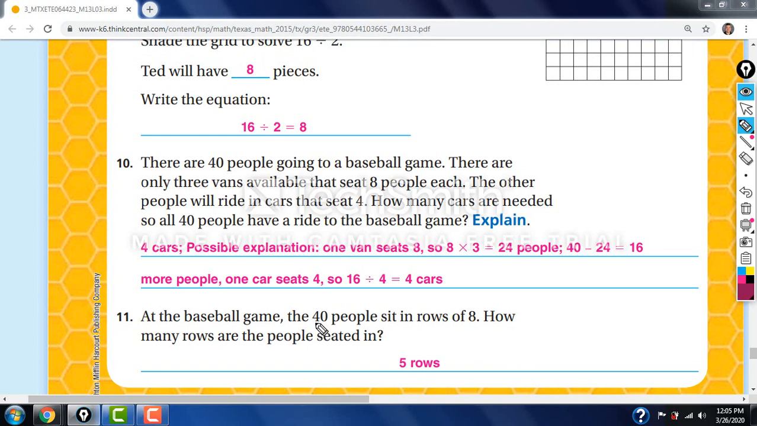So we have the baseball game. The 40 people sitting in rows of 8. That should be fairly simple. 40 people, rows of 8, and your answer is 5. That's very easy. Good. Let's move on.